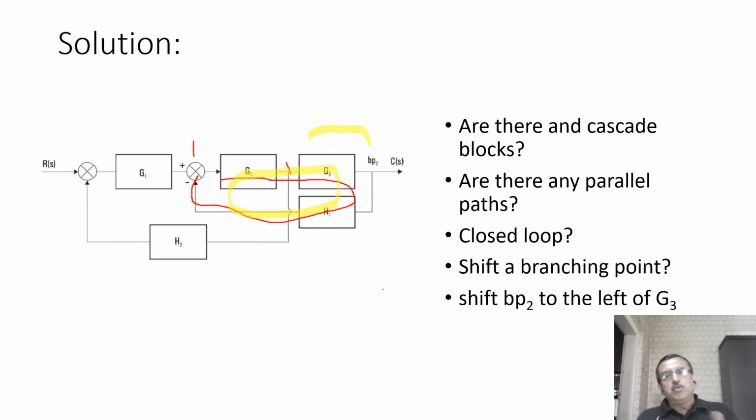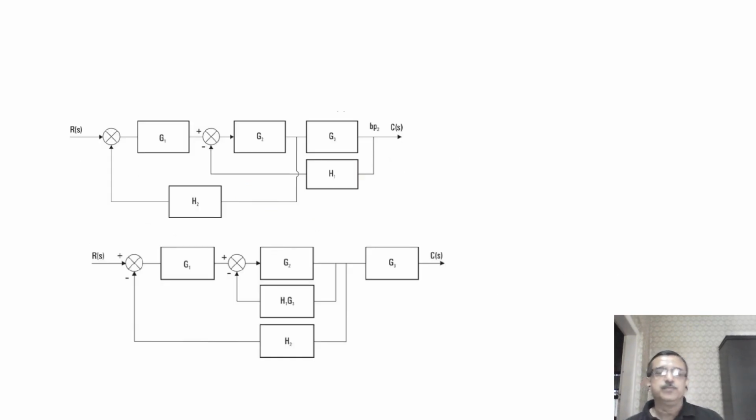In each problem you should look: are there any cascade blocks? Are there any parallel paths? Are there any closed loops? In this order, if any of these three is there, the problem is simple. Otherwise, we may have to shift a branching point or shift a summing point, which sometimes could be messy. So that is how you should solve the problem. Let us go to the next slide.